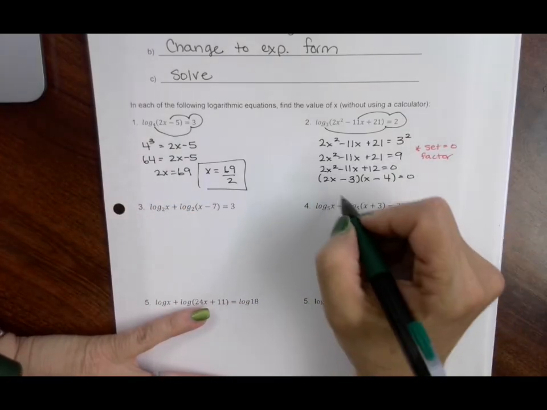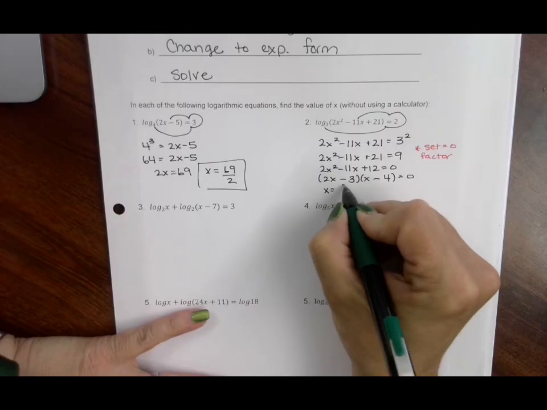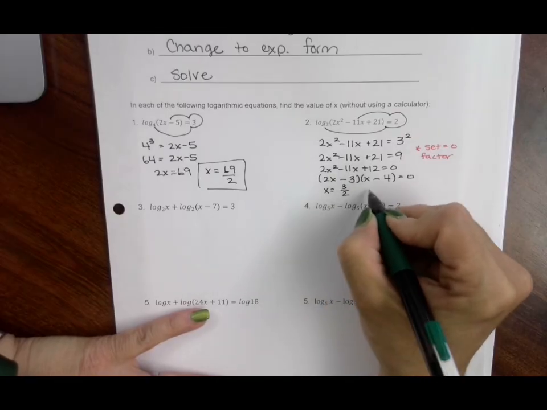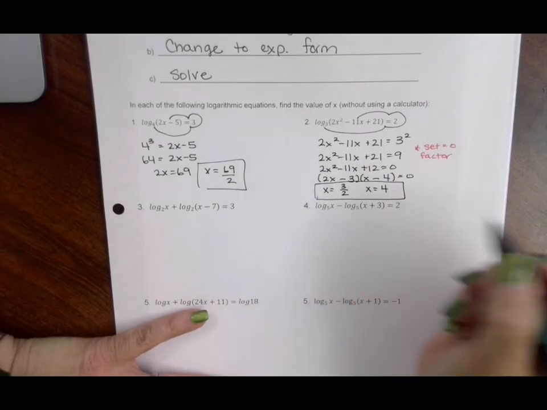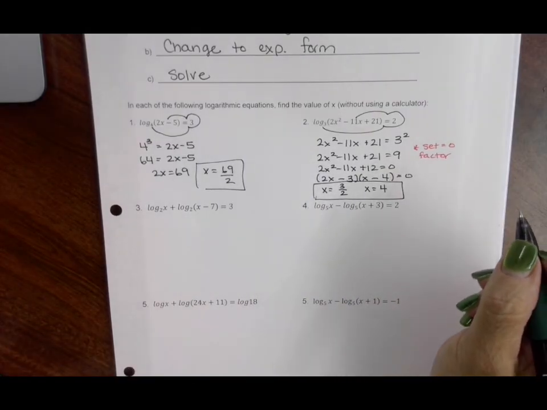All right, last step. Last step here is I'm going to set these equal, and I get x equals 3 over 2, and x equals 4. So I have 2 answers for this, and that's okay.